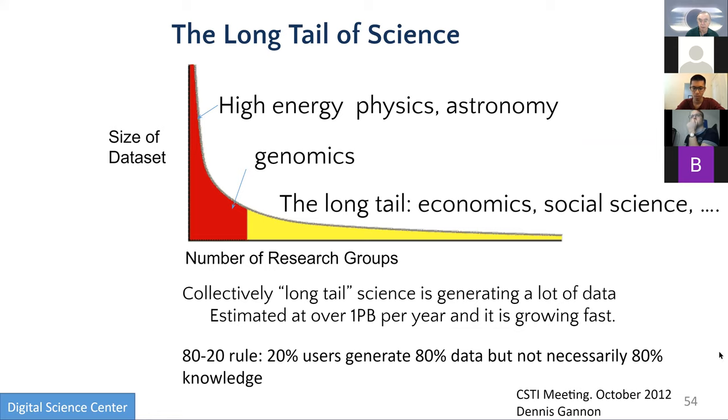And the long tail has significant data, meant to be around a petabyte per year, but it's not done by one giant group like ATLAS, which is a few petabytes, maybe 20 petabytes per year from a single experiment. This is lots of data, but produced by summing up lots of people producing modest amounts of data.